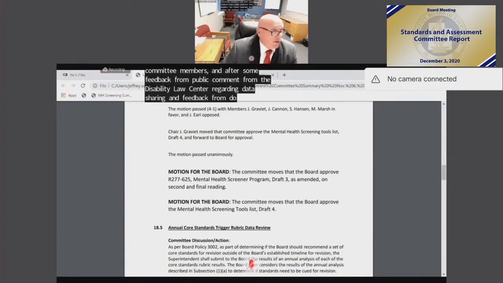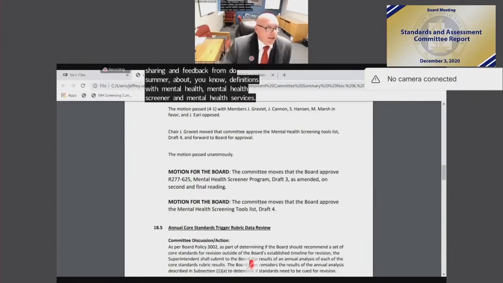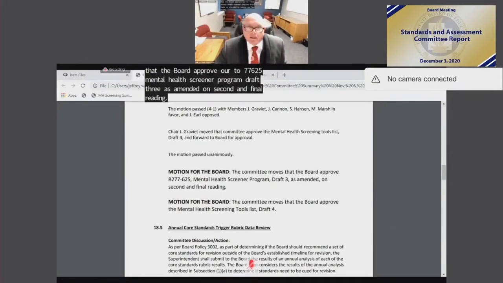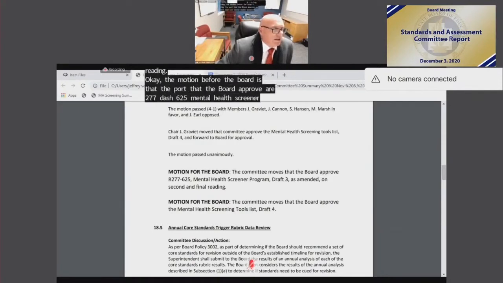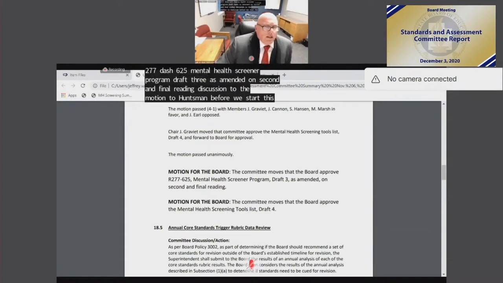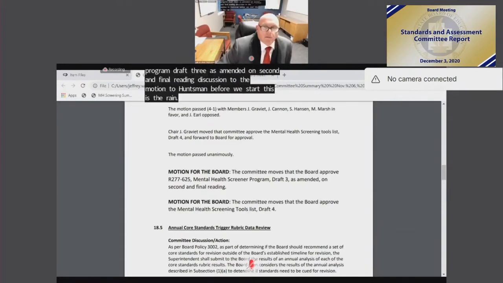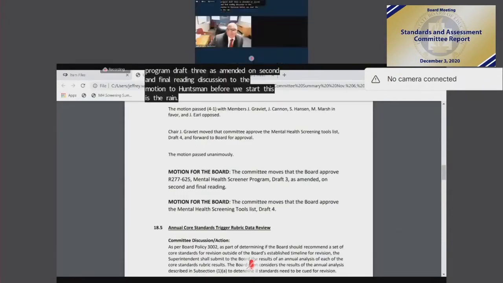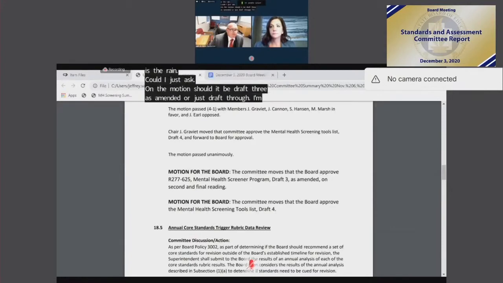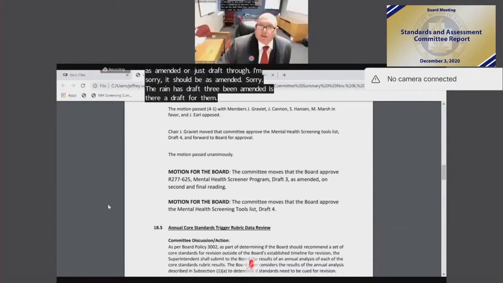Okay, the motion before the board is that the board approve R277-625 mental health screener program draft 3 as amended on second and final reading. Discussion to the motion. Chair Huntsman, before we start, this is Lorraine. Could I just ask, on the motion, should it be draft 3 as amended or just draft 3? Has draft 3 been amended? Is there a draft 4 then? Well, I have to look back. Just looking at my notes from last month, it was draft 2 as amended, so it is draft 3. Okay, let me restate the motion.